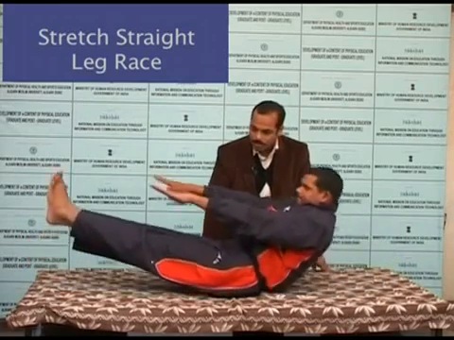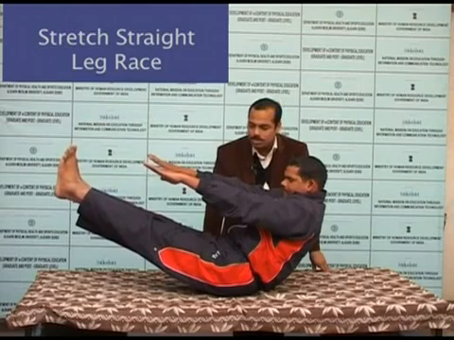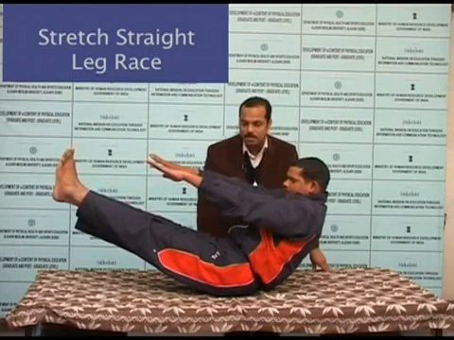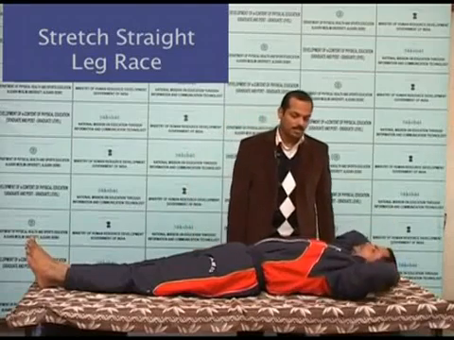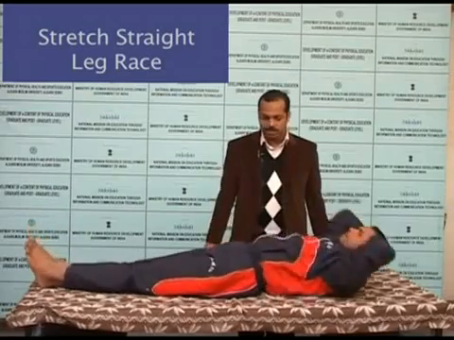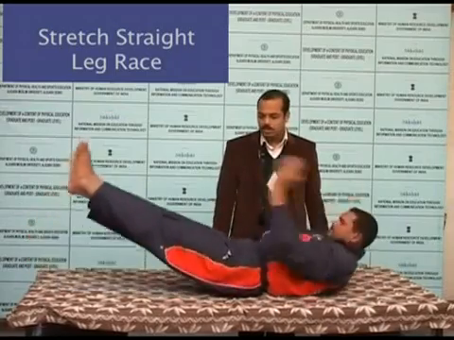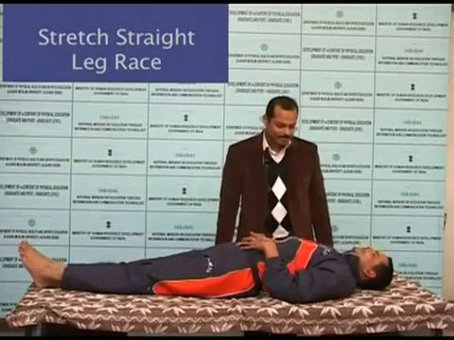So he can do it by straightening his hands. He can do the same exercise by keeping his hands behind the head. These are the different variations of the SLR. One more time.